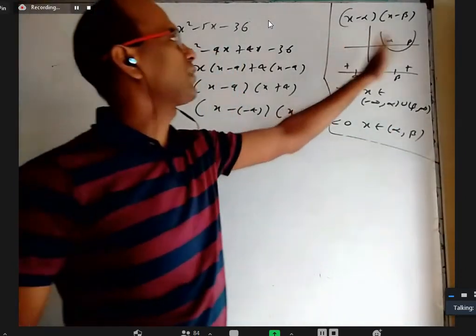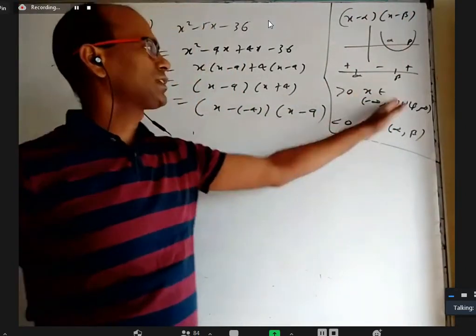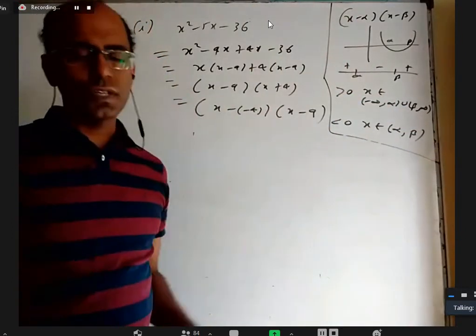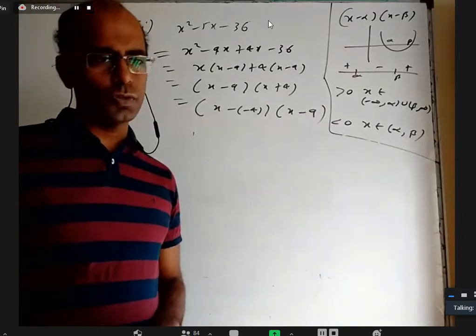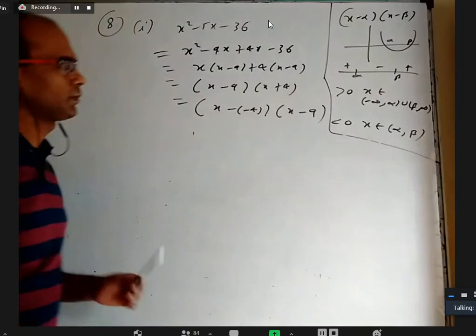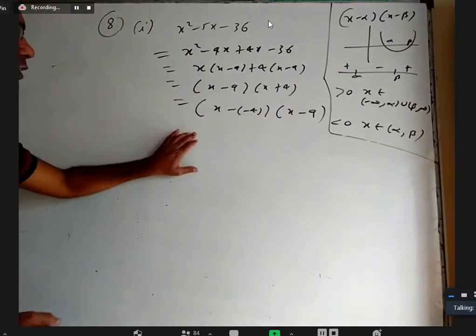When x is between alpha and beta, this product is negative. When x is more than beta or less than alpha, it is positive. That's all. If you know this much, it is quite sufficient for the future wherever we use quadratic expressions. This is what we use repeatedly, when it is positive and when it is negative. Other things may come here and there much later.